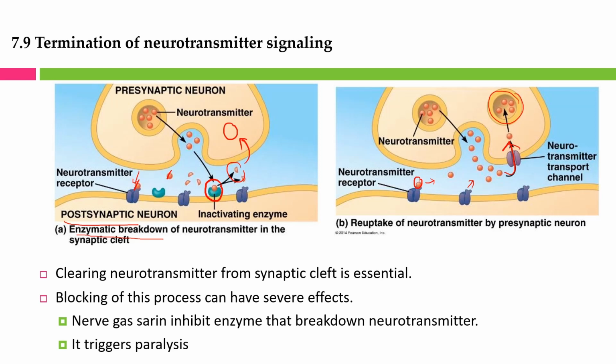Clearing neurotransmitter from the synaptic cleft is very important, so blocking this process can have severe effects. An example is the nerve gas sarin, which inhibits the enzyme that breaks down neurotransmitter. Sarin inhibits acetylcholinesterase, which is supposed to break down acetylcholine, one of the neurotransmitters. By inhibiting this enzyme, the neurotransmitter cannot be broken down, so it keeps binding to the receptor and keeps activating the postsynaptic neuron. It will trigger paralysis and eventually death.